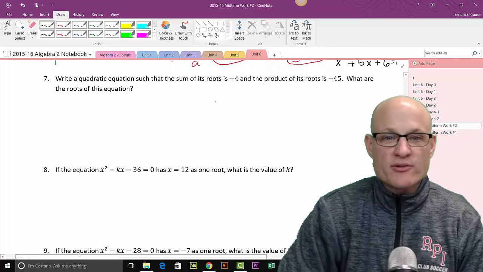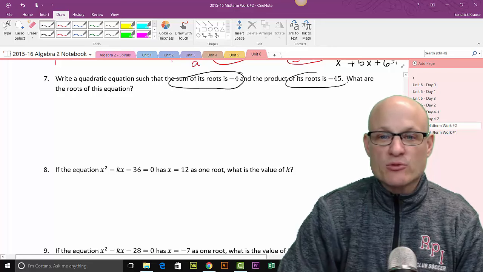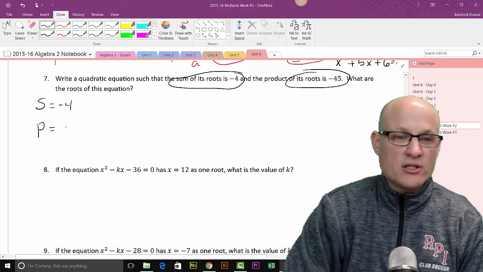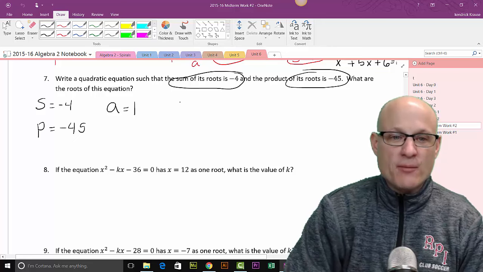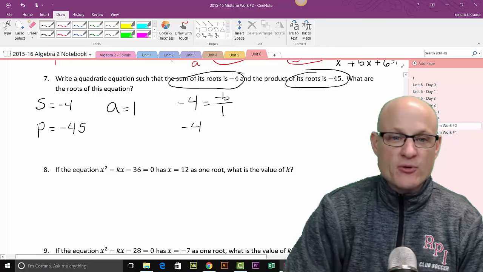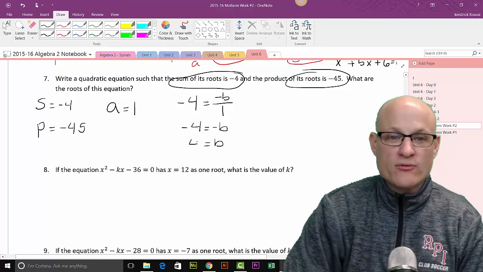All right, write a quadratic so the sum of the roots is -4 and the product of the roots is -45. So sum is equal to -4 and product is equal to -45. We're going to let a equal 1. So the sum of the roots is -b over a. A is 1. So you end up with -4 is equal to -b, so b equals 4.